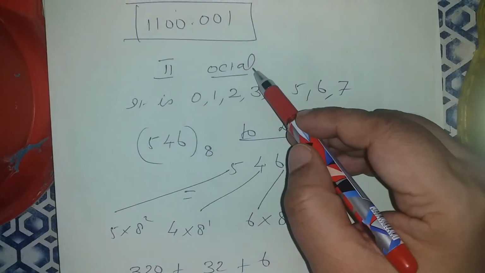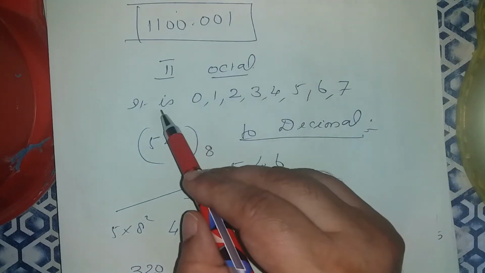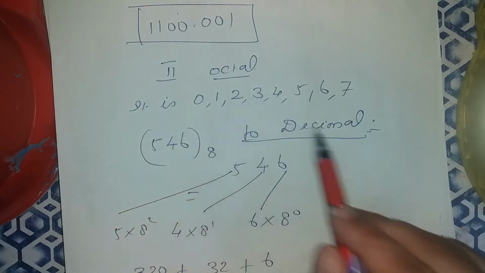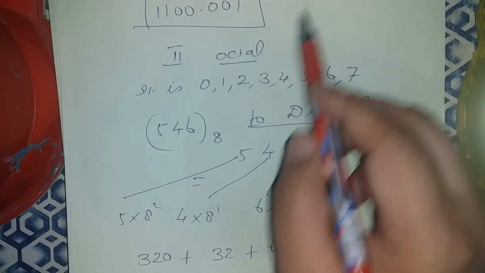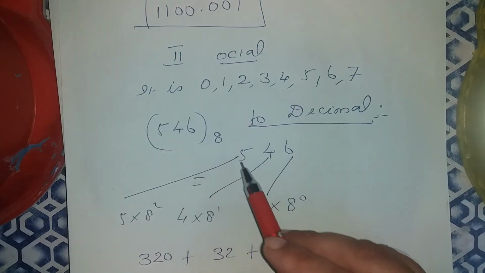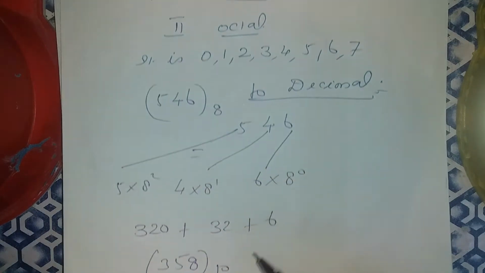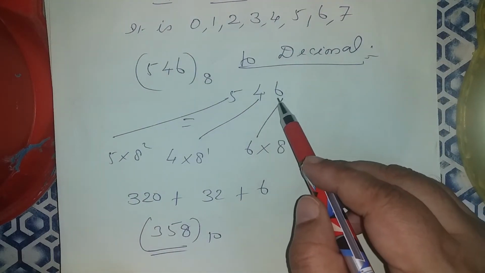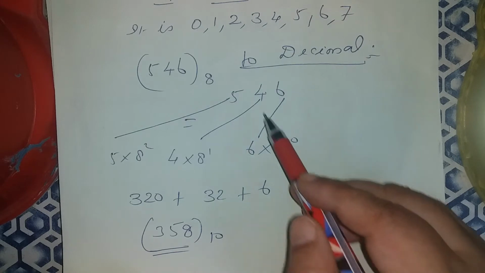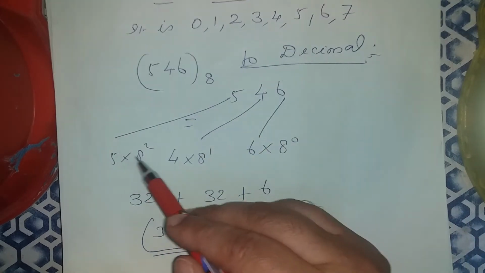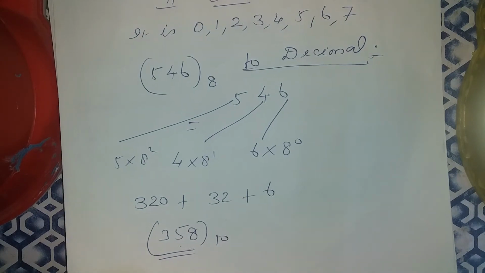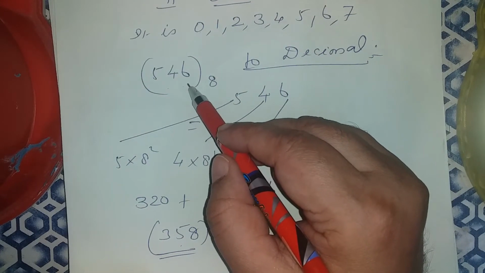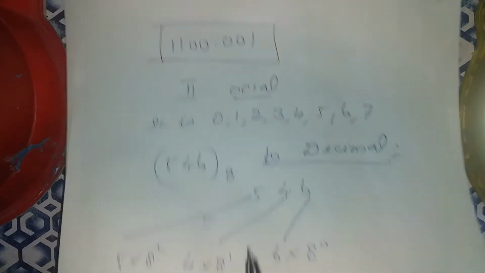Next comes octal. Octal means what? It is a number from 0 to 7, totally 8 digits. First I converted binary to decimal. Similarly, octal to decimal: 546 base 8. How to convert? 6 into 8 power 0, 4 into 8 power 1, 5 into 8 power 2. So what is the answer? 358. So the octal number 546 has the decimal value 358. Easy, no? Okay.